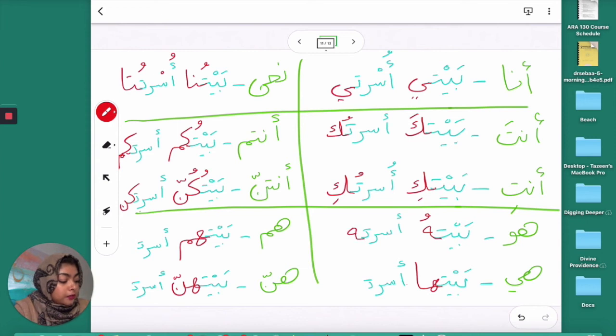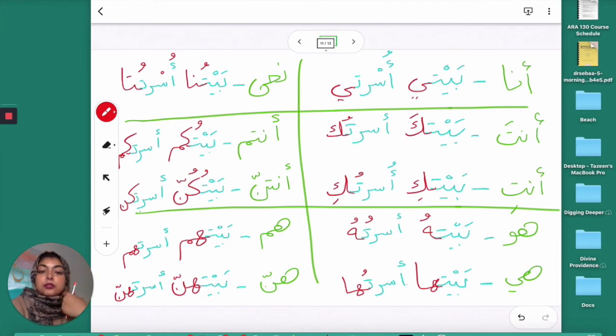Huwa, his family, usratuhu. Her family, usratuha. Their family, usratuhum. Their family, feminine, usratuhunna.